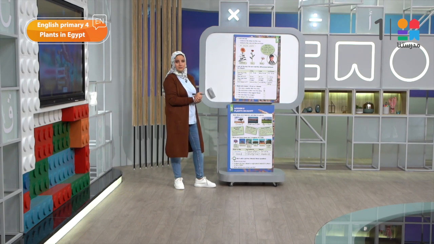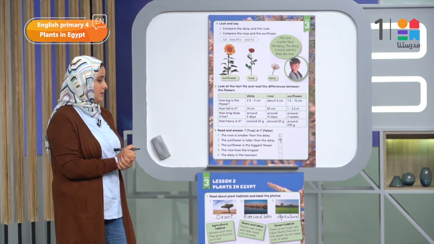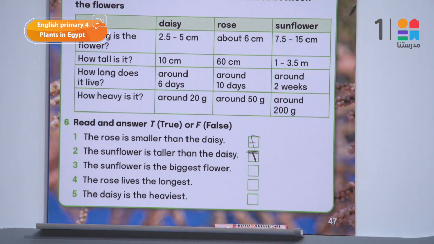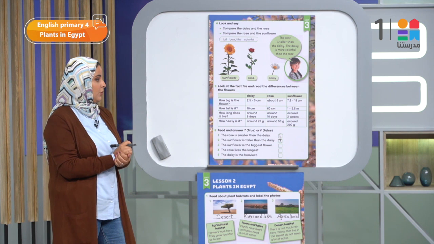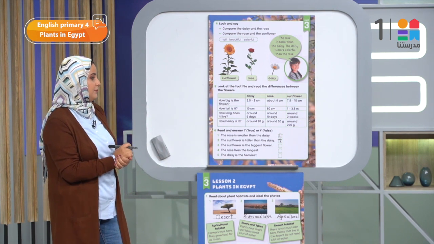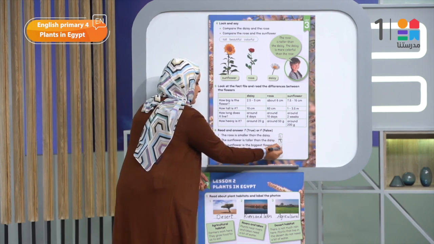Number 3. The sunflower is the biggest flower. True or false? One more time, number 3. The sunflower is the biggest flower. Of course, it's the biggest flower and the tallest flower as well. So we will write true.